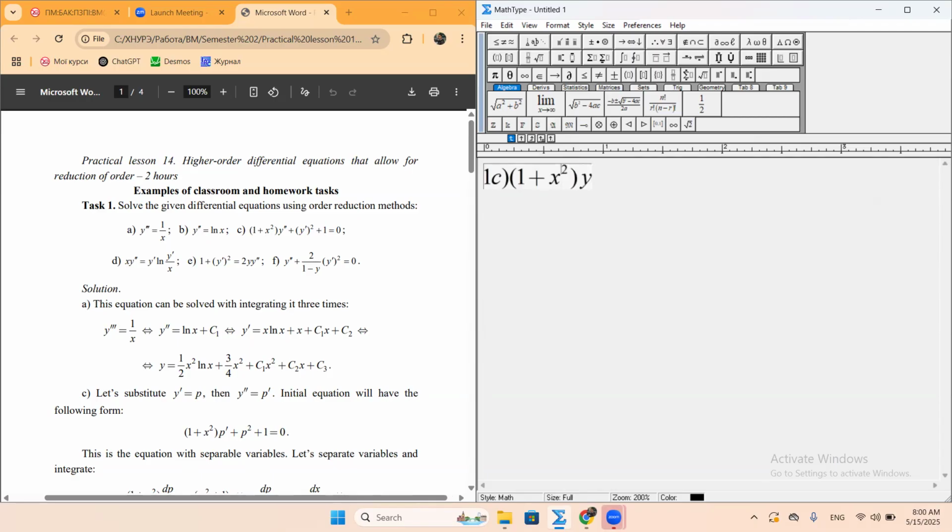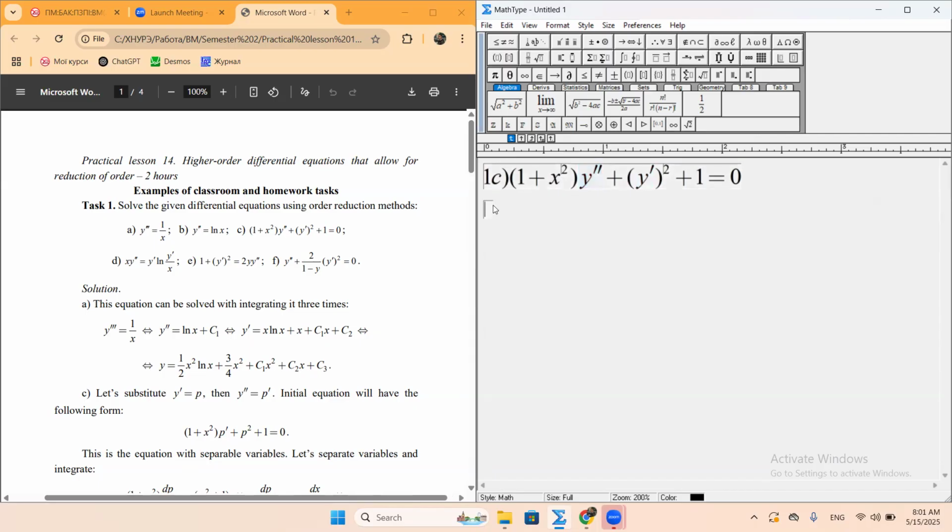So now we have the following form of the differential equation. First of all, it is a differential equation of the second order. As we can see, we don't have the derivative of the zero order, I mean, we don't have just the variable y here. We have only y prime, y double prime, and x.